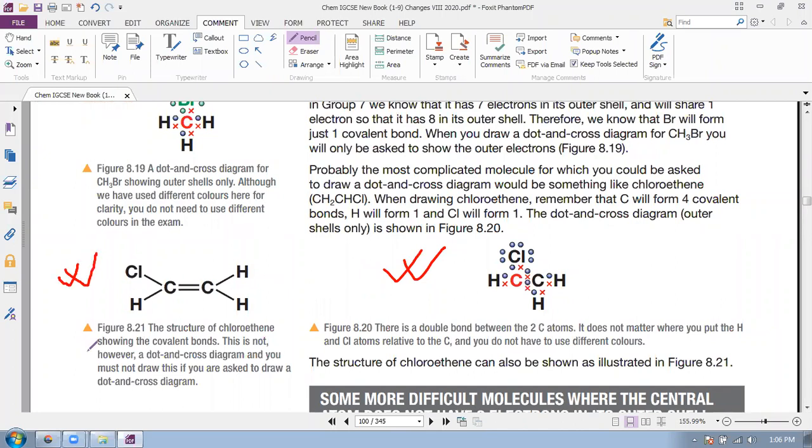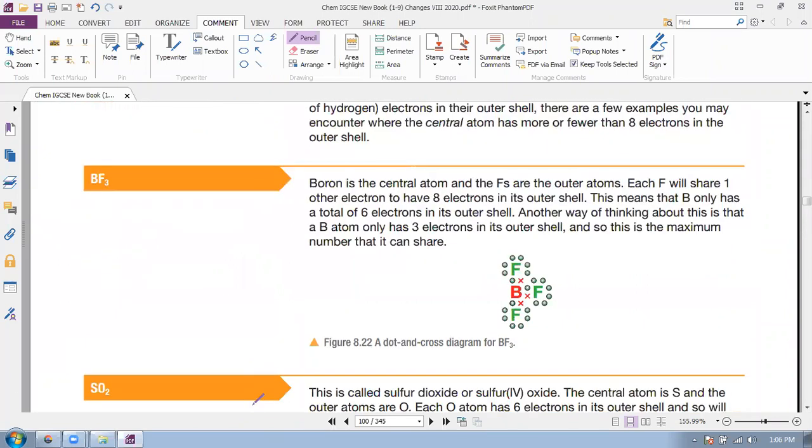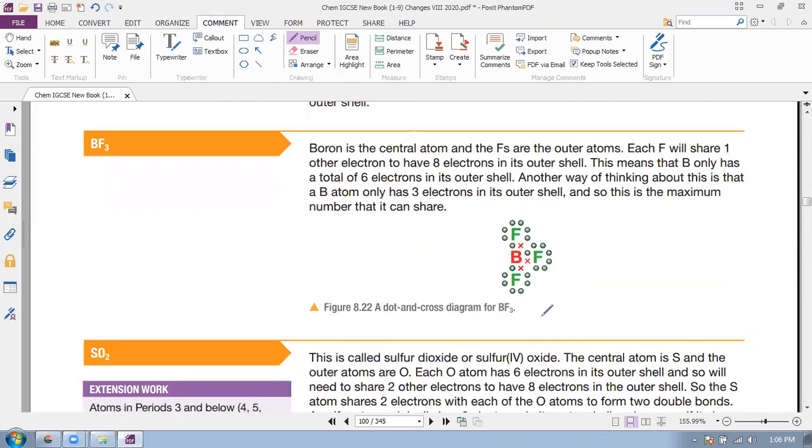This is chloroethene, dot and cross diagram of chloroethene. This is BF3, boron trifluoride. The name is boron trifluoride. It has a difference. What difference it has? Look at that. The boron atom has only 3 electrons in its outer shell, and it shared 3 electrons with fluorine. And the outer shell of boron, it is not 8 electrons. It is not full. Still, it forms covalent bonds. So this is a bit different one. Boron trifluoride. It is a bit different one.